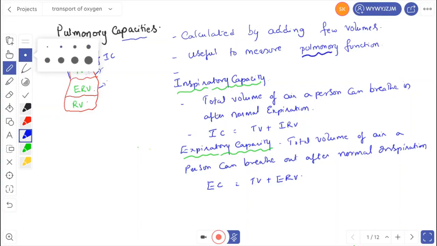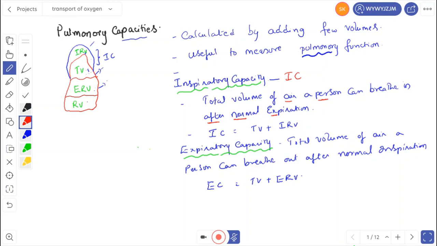First one is inspiratory capacity, represented as IC. What is inspiratory capacity? Total volume of air a person can breathe in after normal expiration. You sent the air outside. By normal expiration, you are sending only tidal volume. So how much air can you breathe in after normal expiration? You can breathe in tidal volume and inspiratory reserve volume. You can breathe these two.